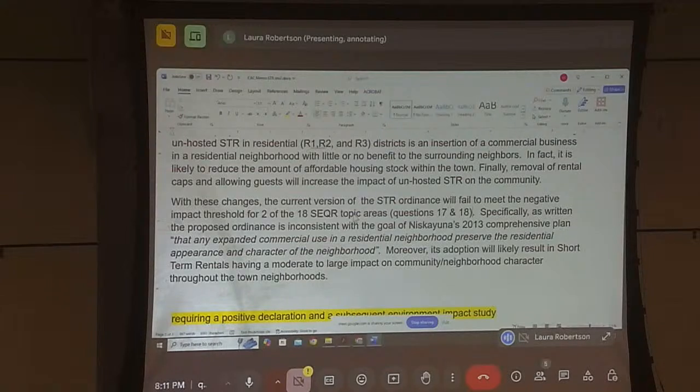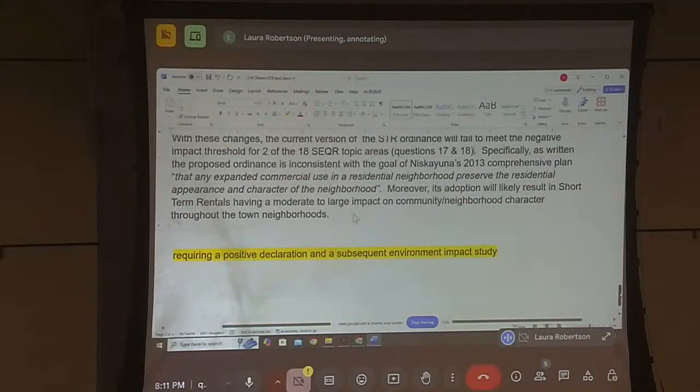And then I have highlighted here just a question for the board, because really what this letter says is that we are not recommending a negative dec to the 2024 version.